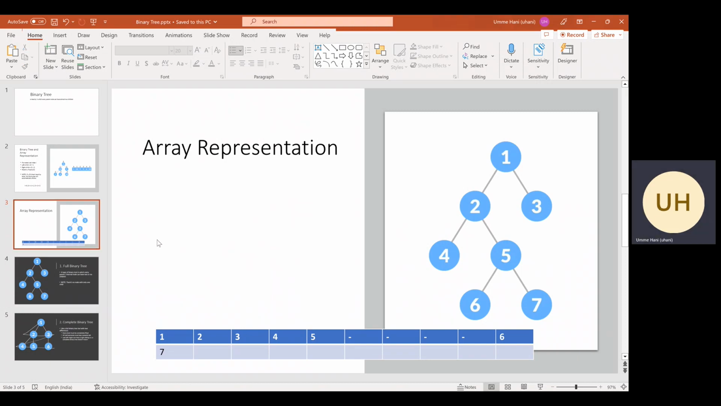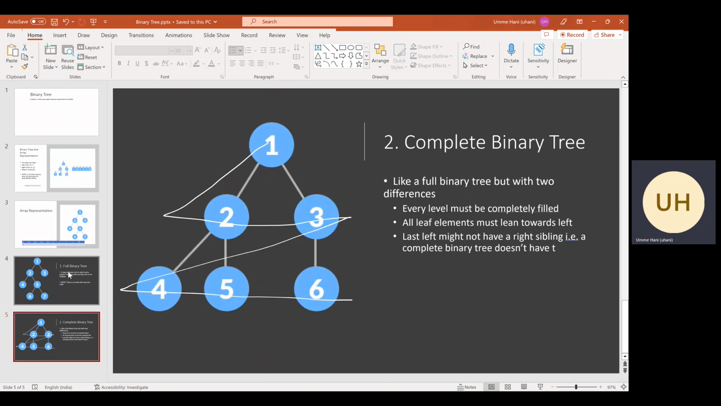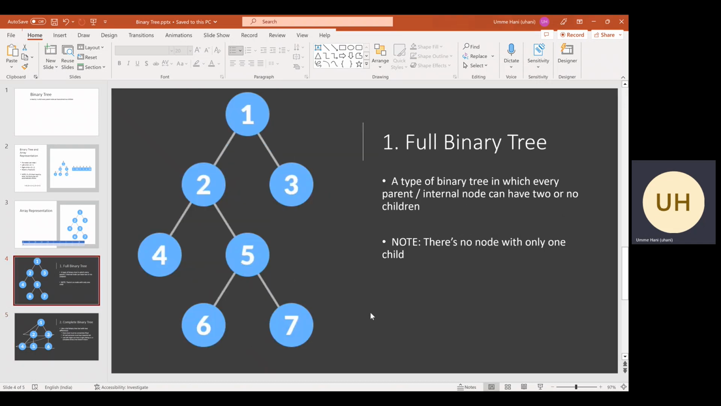To understand the concept of heap, we need to understand complete binary trees. There are some types of binary trees, but I'm only going to talk about full binary trees and complete binary trees. A full binary tree is a type of binary tree in which every parent node or internal node can have no children or two children. Any node cannot have only one child. That will not make a binary tree a full binary tree.